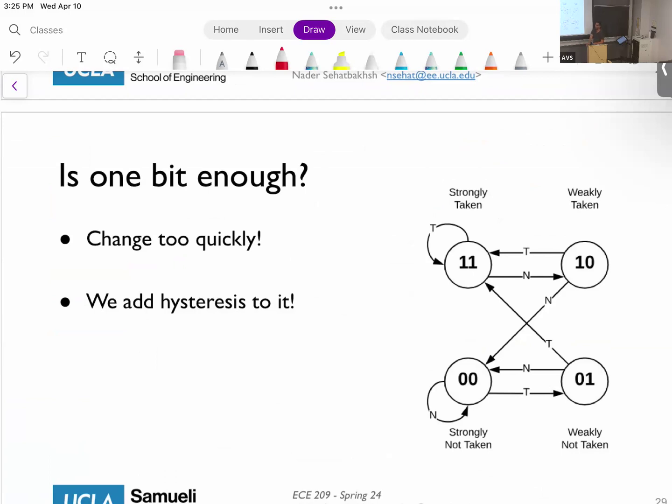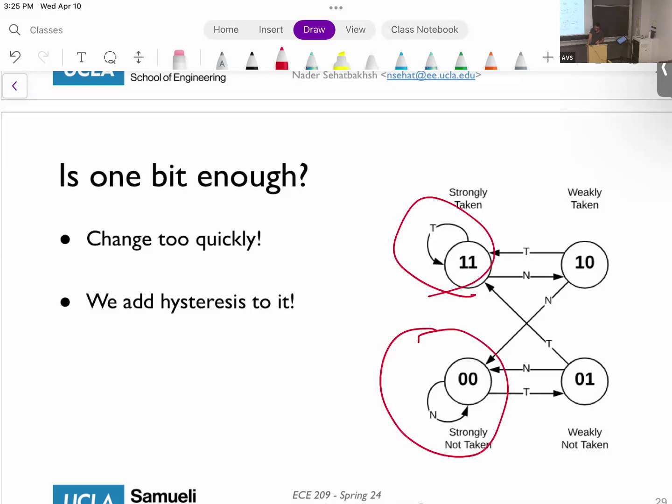Essentially, the idea is that if the last 2 times were taken, then it's very, very likely that this time is also going to be taken. If the last time was taken and the time before that was not taken, then we are not sure. It could be taken, it could be not taken. But if both of the times were not taken, then again it's very, very likely that it's not going to be taken.